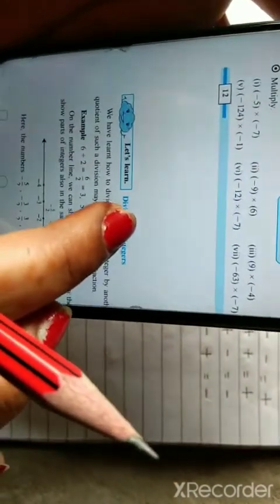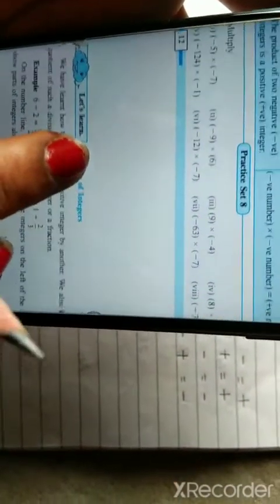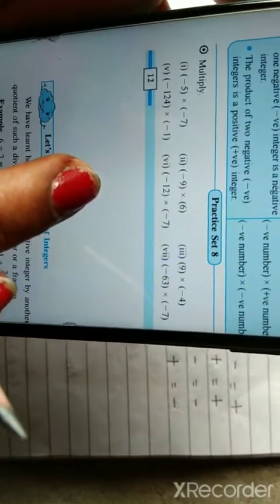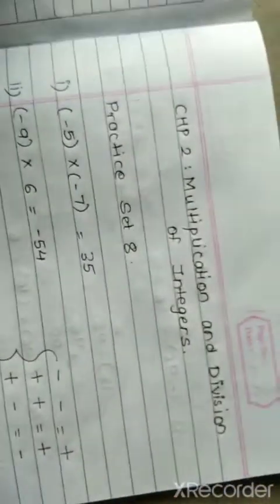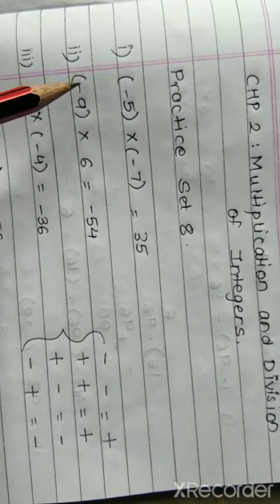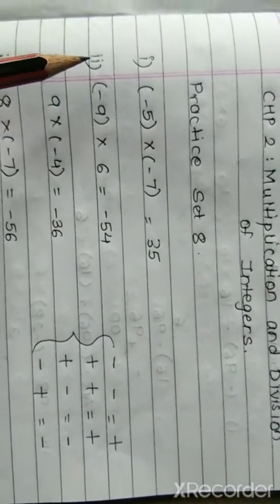This is what your practice set 8 looks like. I hope you all have the textbooks along with you while you are doing this revision. The first question out here is multiply, and there are 8 sub questions given to us.